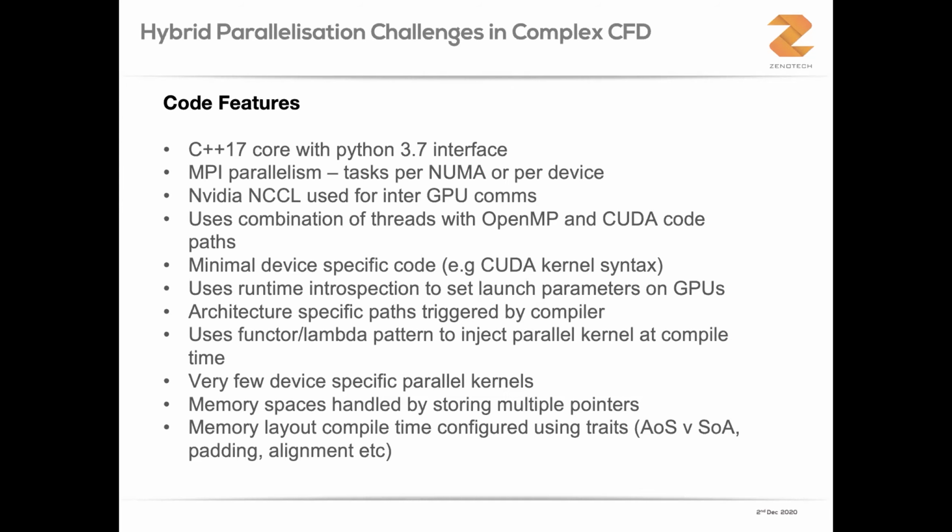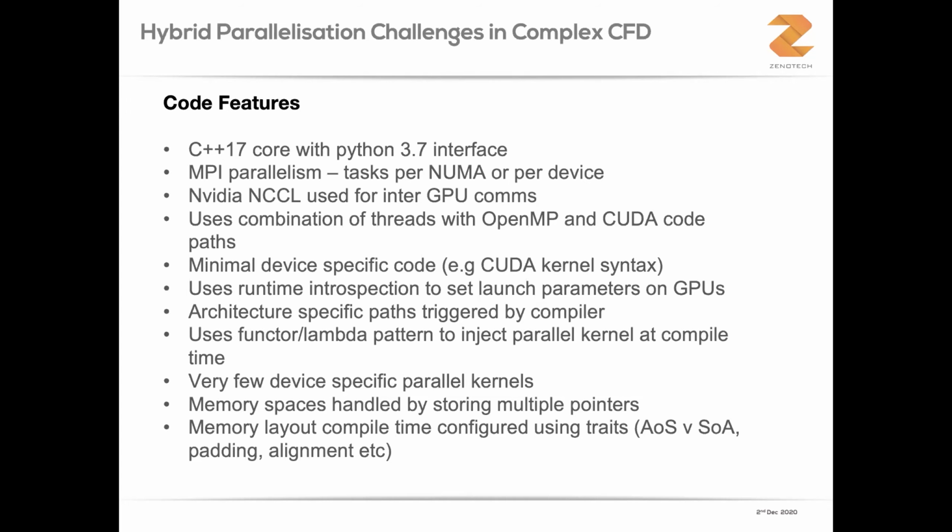Again, starting in 2011, we were just using functors. Lambdas were starting to appear with C++11, but we use a functor-to-lambda pattern to inject these parallel kernels at compile time into these various code paths. So again, all of this is being done by the compiler, deciding which ones to pull in at which time.